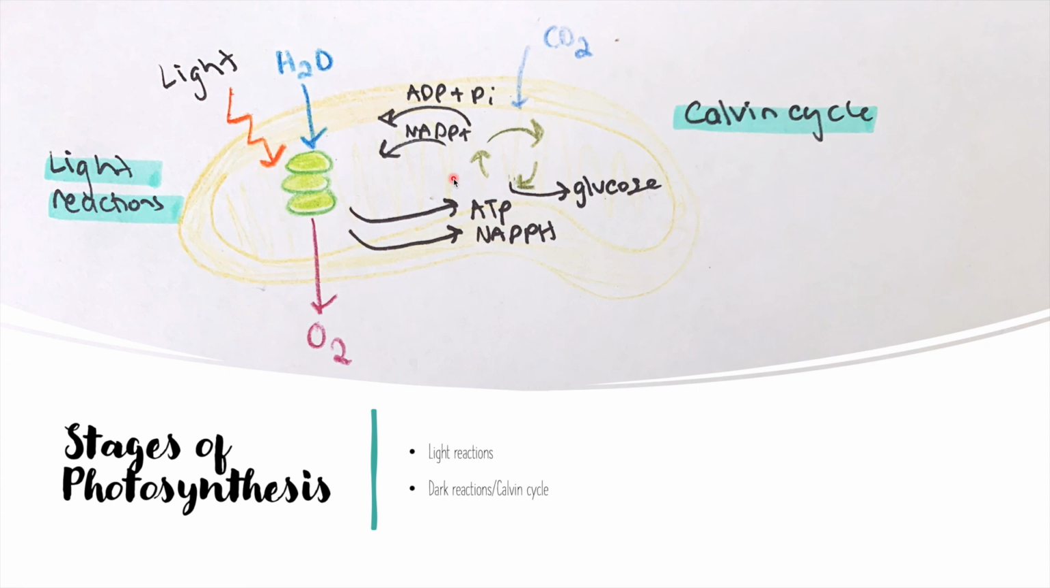The dark reactions take place in the stroma. It takes in carbon dioxide from the atmosphere along with ATP and NADPH from the light reactions to fix CO2 into a carbohydrate like glucose.